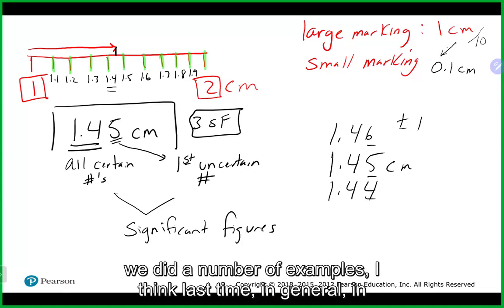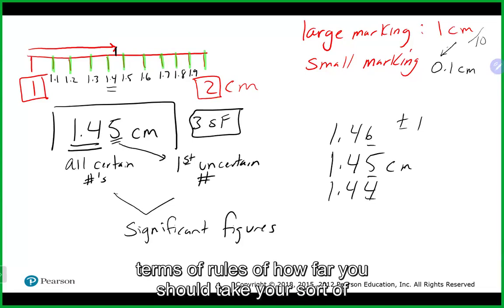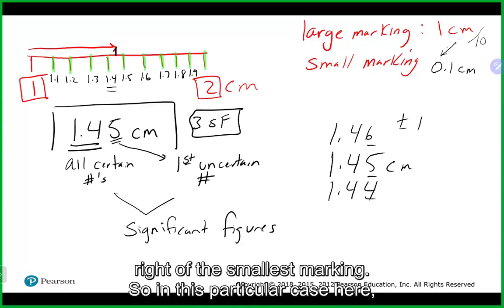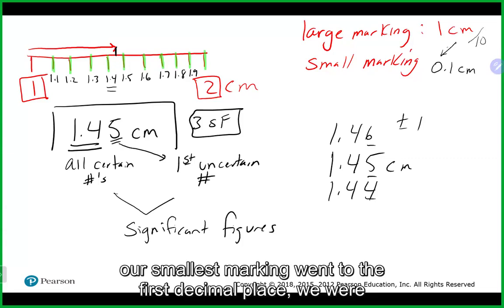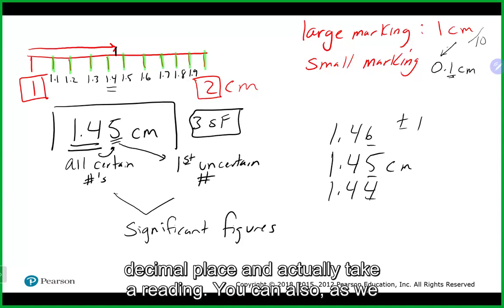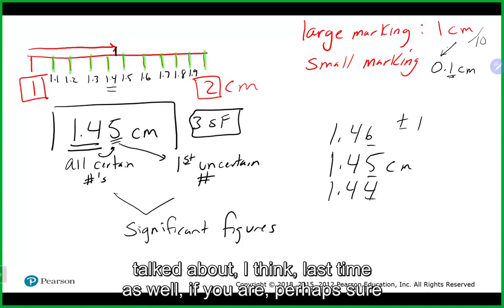As we did a number of examples last time, in general, in terms of rules of how far you should take your measurement, you typically could go one more place to the right of the smallest marking. So in this particular case, our smallest marking went to the first decimal place. We were actually able to go one more place to the right of that first decimal place and take a reading.